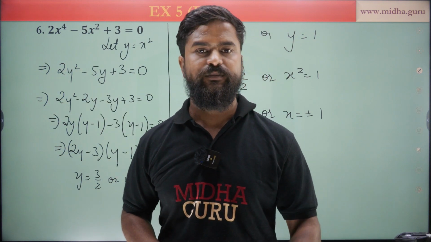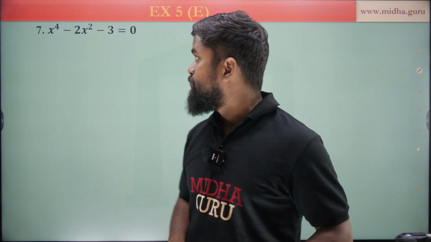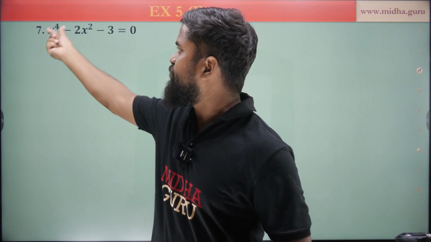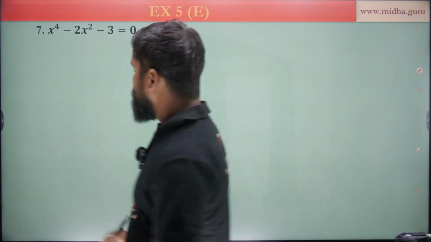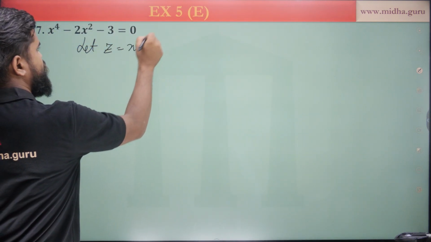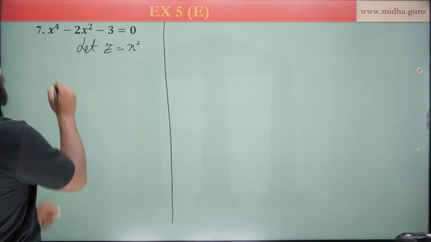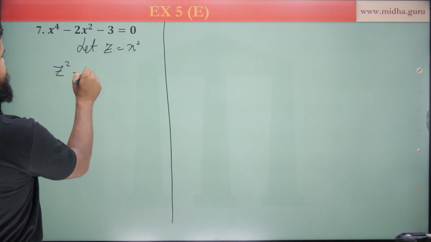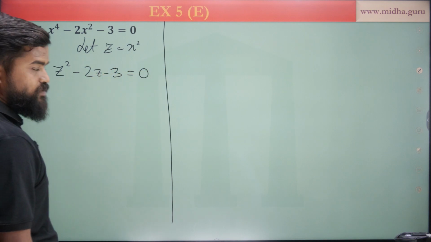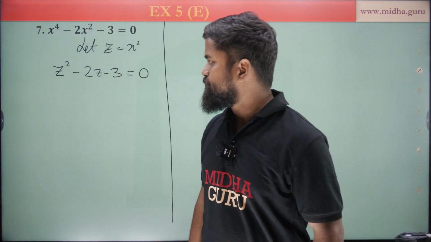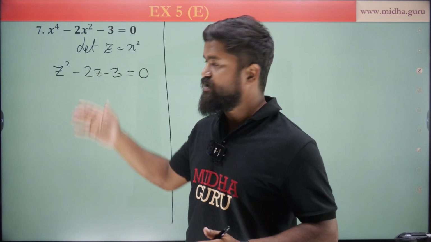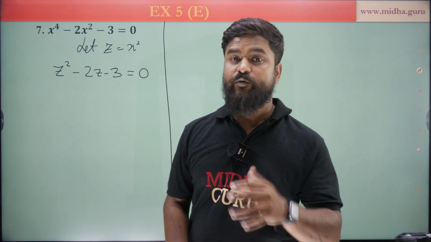So let's move on to the next question. Now in the next question, a similar thing is happening, that we have x to the power 4. So again, we will take a variable, this time let's take z to be x squared. So the new equation formed will be z squared minus 2z minus 3 is equal to 0. So this is the new equation, and luckily for us, it's in the form of a quadratic equation. So that is what we know how to solve.